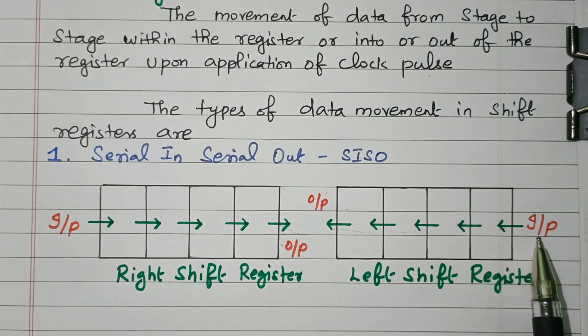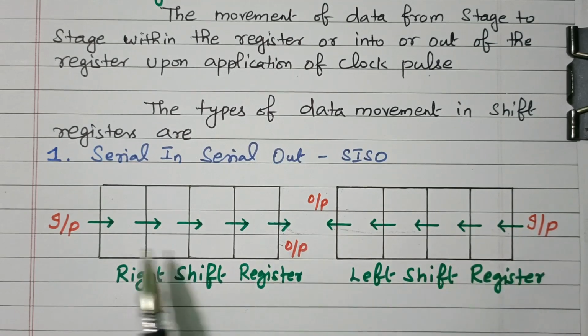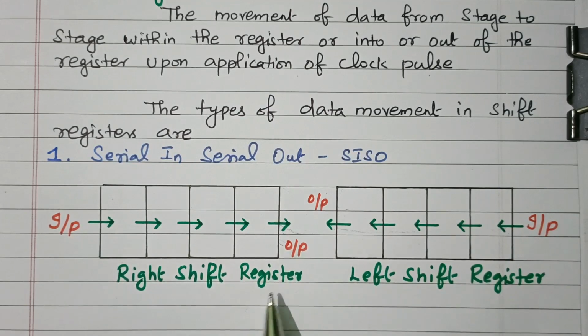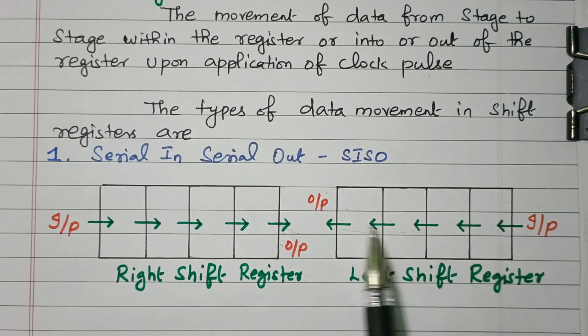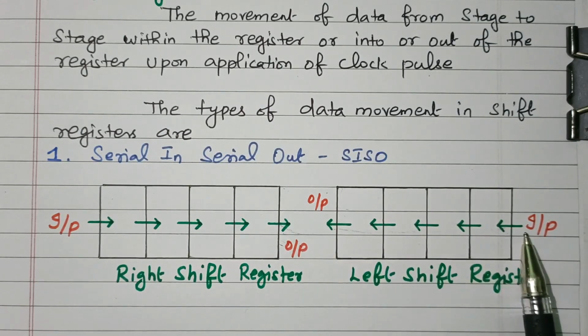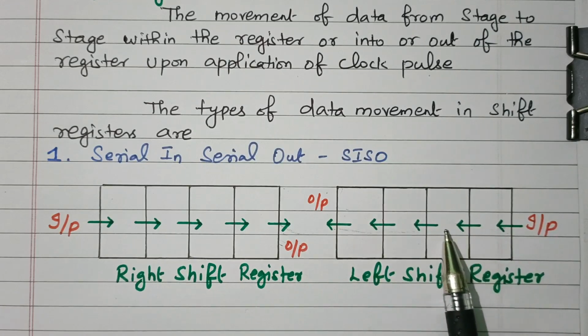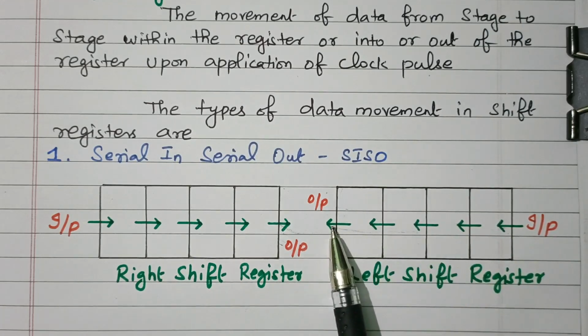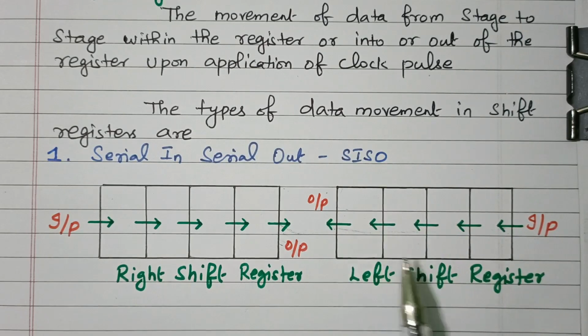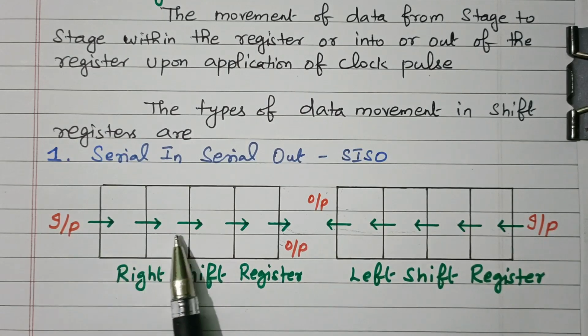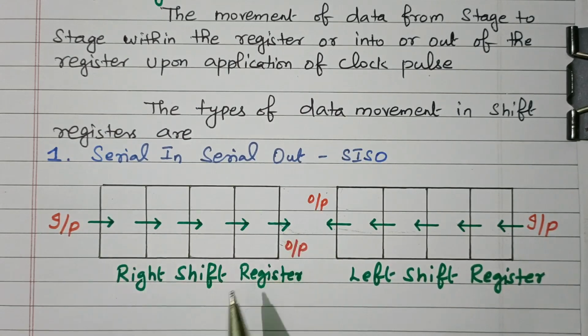Similarly here it is given from the left side. This is given from the right side. So it is called a right shift register. This is called a left shift register. The input is given on the left side and moves in a serial manner, and the output is available on the right side. So that is called a left shift register. This is the right shift register. Serially data is given and serially data is going out. I will go to the next type.